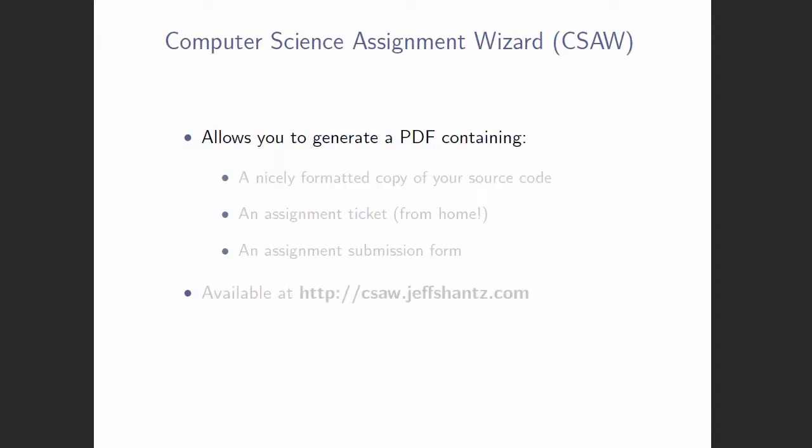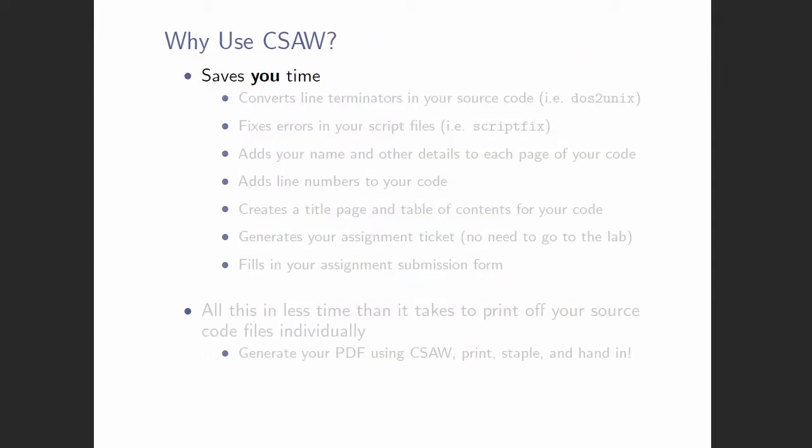Now, CSAW is a tool that allows you to generate a PDF document containing a nicely formatted copy of your source code, an assignment ticket that you can generate from home without having to go into the lab, and an assignment submission form automatically filled in for you. It's available at csaw.jeffshantz.com. Now, CSAW is a win-win for you and your TA.